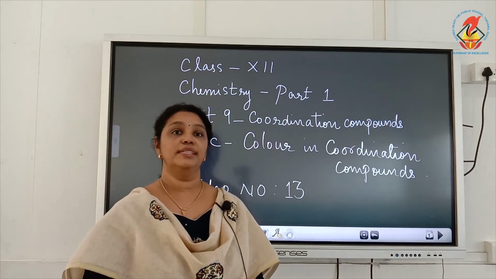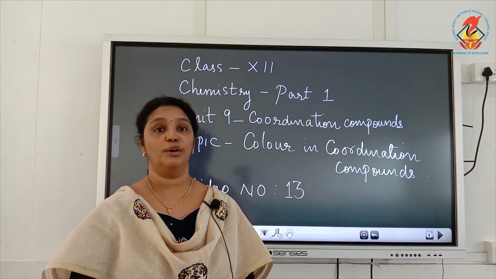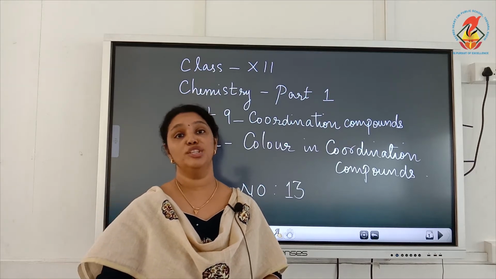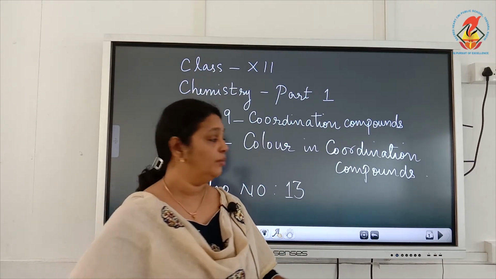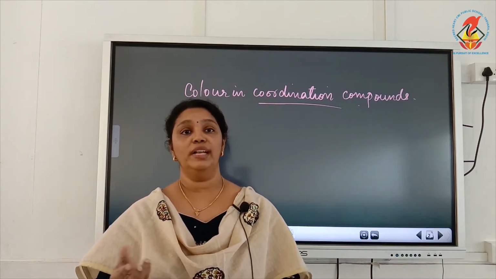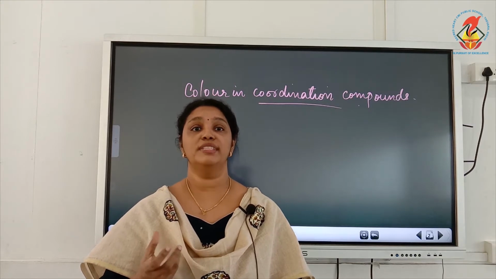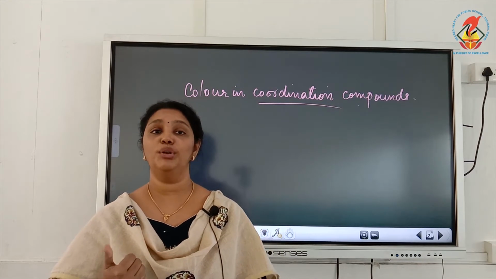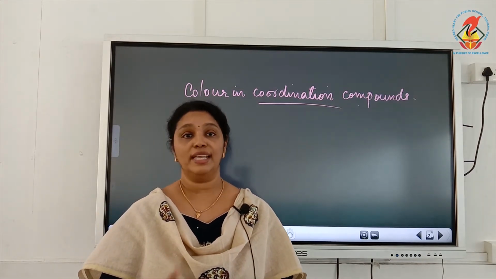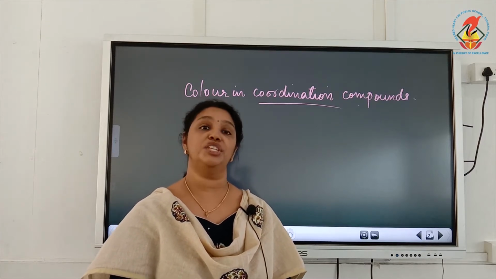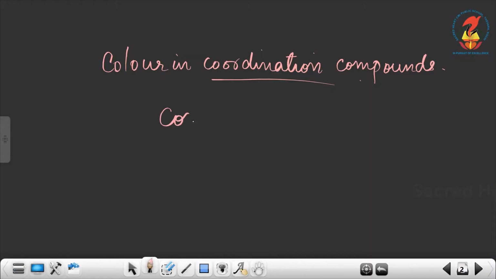In this video, we are going to discuss the color in coordination compounds. We know that coordination compounds are capable of showing a wide range of colors. Now, when you pass white light through a coordination compound, that compound will absorb radiations of certain wavelengths so that the light that comes out will no longer be white in color. And we say that the color of the complex is complementary to that which is absorbed. So what we see is the complementary color.